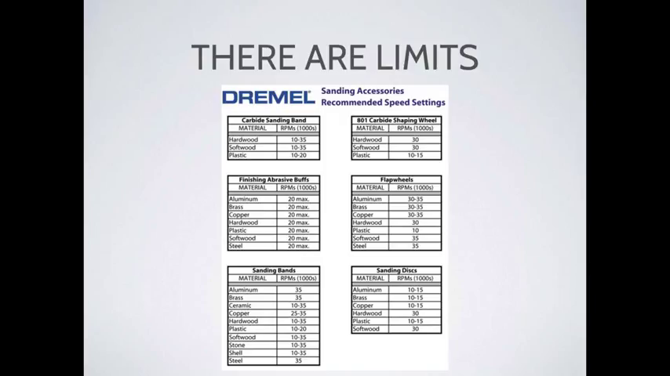So sanding bands you can use as high as you want, up to 35,000, depending on what you're trying to do. So copper's right here, it's 25 to 35,000 RPMs. Where's the other one? The sanding discs, 10,000 to 15,000, and then the flat wheel's 30 to 35,000. It'll definitely eat away really quick, but you got to be careful.